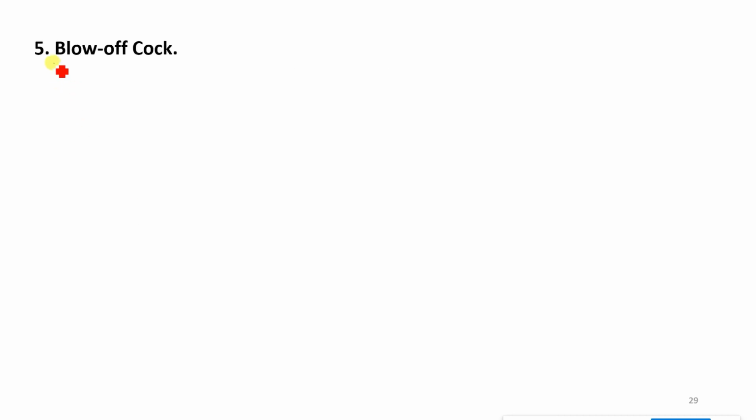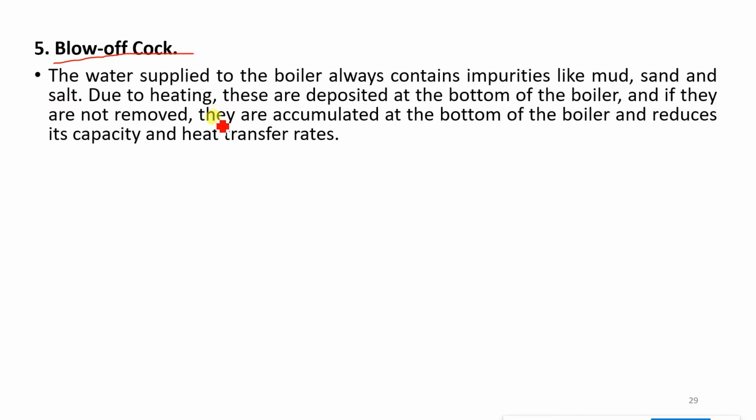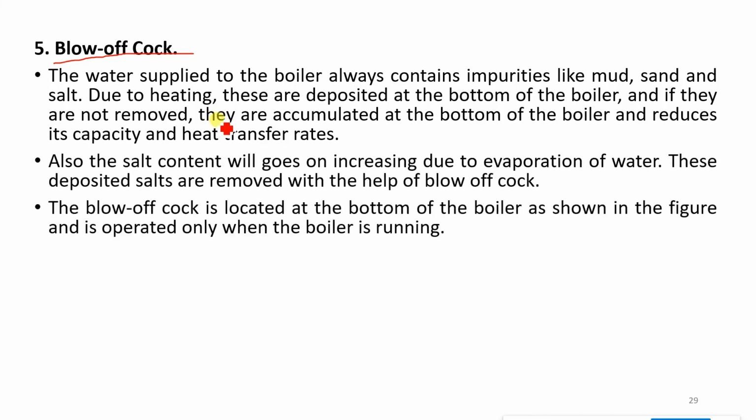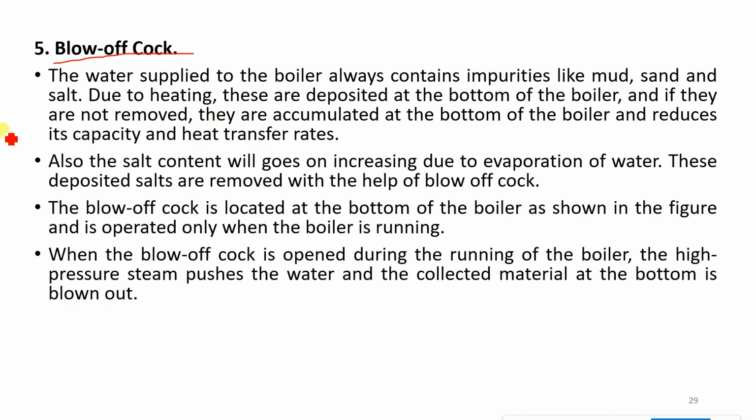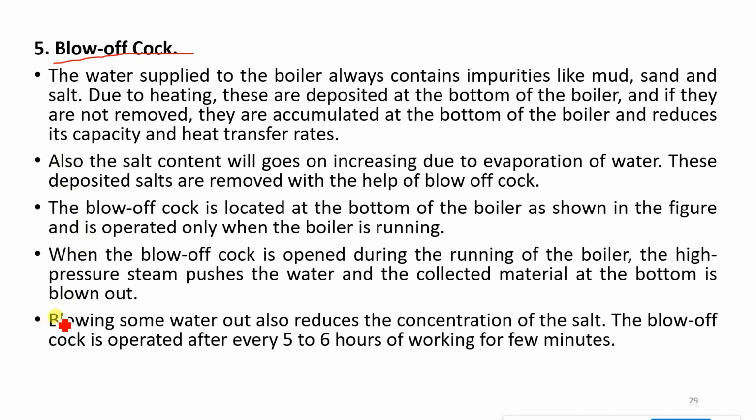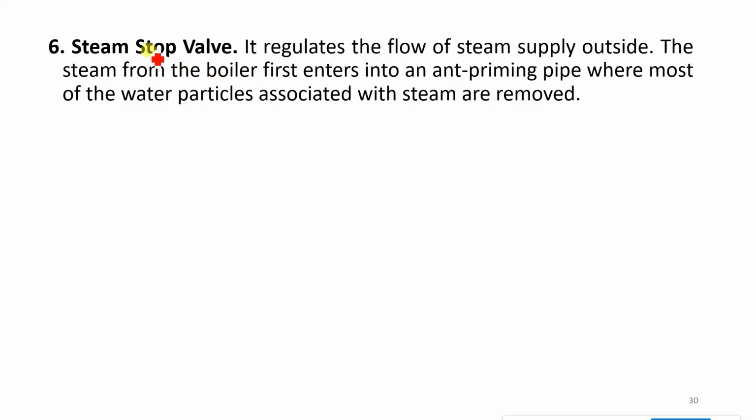Then the blow off cock is used for removing the mud, sediments and impurities, and it is operated after every 5 to 6 hours. Keep the boiler clean. Then the steam stop valve is used to supply steam into the application area. It consists of an anti-priming pipe. The anti-priming pipe separates the water particles associated with the steam, and supplies only dry steam to the steam stop valve, and then the steam stop valve supplies only dry steam to the application area.